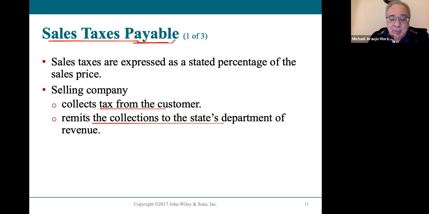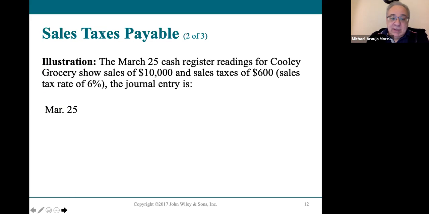And so sales tax payable is a very important current liability account that a lot of businesses have. If you're selling something that's a taxable item, you're going to have a sales tax payable account. Of course, unless you live in certain states that don't have a sales tax. Okay. So we don't live in one. Right. So here's the illustration.